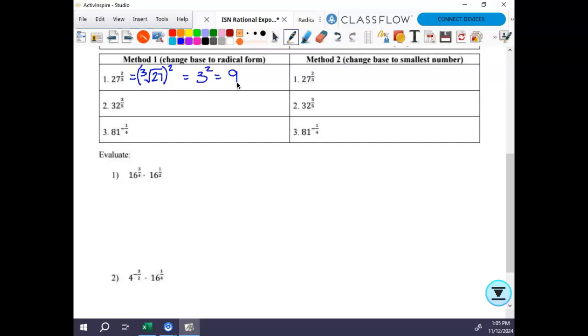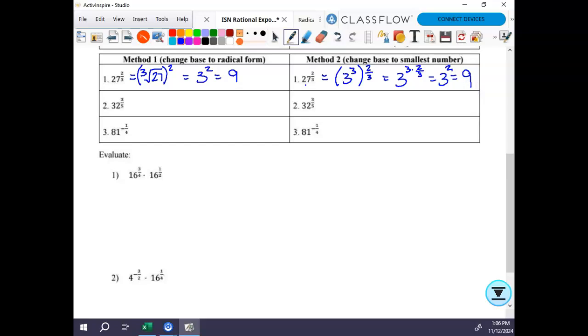Okay. You can skip the root form altogether if you want, because method 2 is change the base. So the base is 27, change that to the smallest number. So I'm trying to figure out what power I could make this. Well, in this case, we know that that would be 3 to the 3rd power, and then all of that to the 2/3 power, right? And when you take a power to a power, you are multiplying. So when I multiply this, I would get 3 to the 3 times 2/3 power. What's 3 times 2/3? 2. So this is just 3 squared, which is 9.